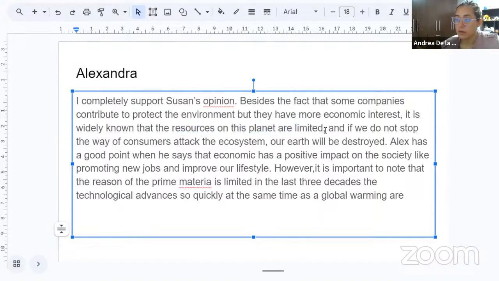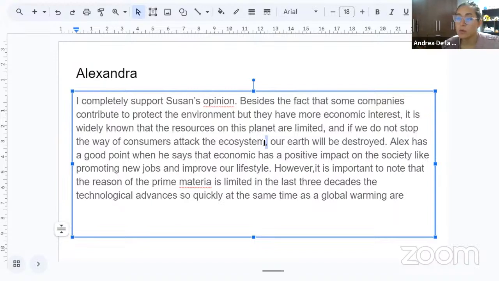Remember punctuation. First of all, before the word and, when it is joining two different ideas, use a comma. And when you're using conditional sentences, those sentences that contain the word if, the word if is going in the beginning of the sentence, like in this case, if we do not stop the way consumers attack the ecosystem, then you need a comma to separate the two clauses, the condition from the result. If the word if is in the middle of the sentence, then no problem, no comma is needed. But in this case, you do need a comma.